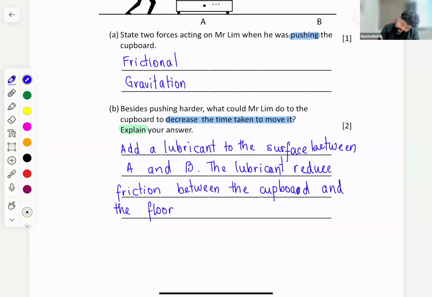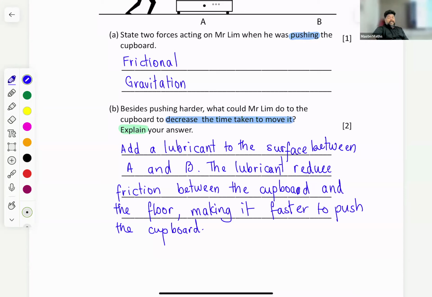When there's lesser friction, it makes it easier. So when it reduces friction, he needs to use a lesser effort to push the cupboard. And when he needs to use a lesser effort, he can move it faster. Is that okay? Okay, we'll stop here for now.